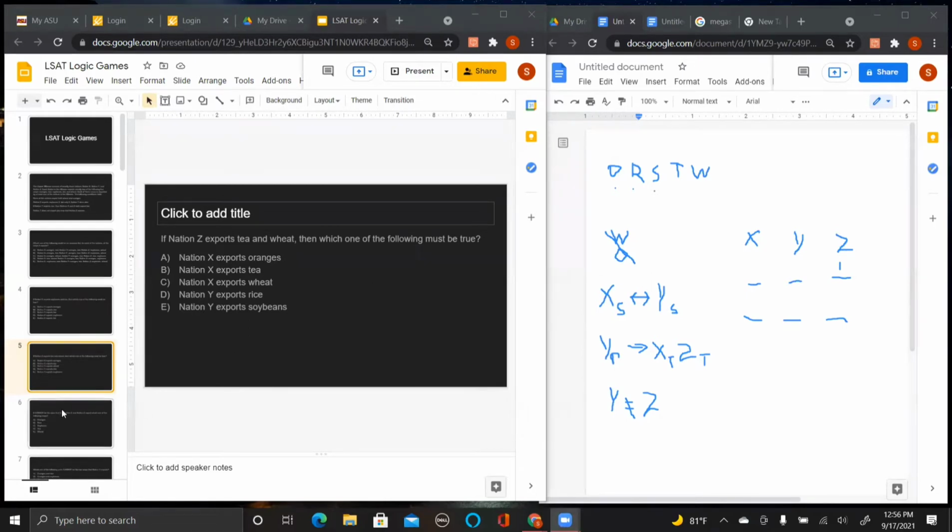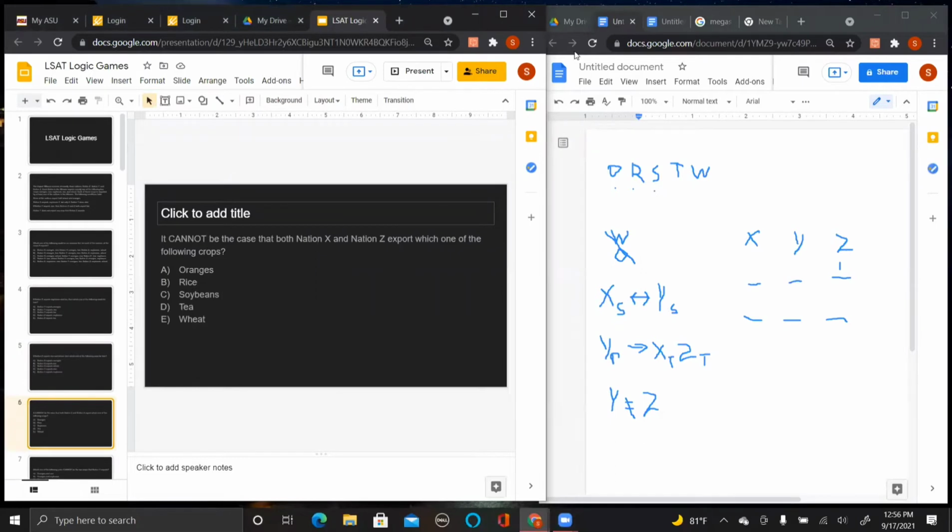And so the next question: it cannot be the case that nation X and nation Z export which one of the crops. Now, same rule we just used, right? If X has soybeans, Y has soybeans. So if X and Z both exported soybeans, then so would Y, and now we have 3 S's, which we can't have, right? Because we only have 6 slots and 5 variables, only 1 can repeat. So easy one, given that we know our rules: soybeans, done.